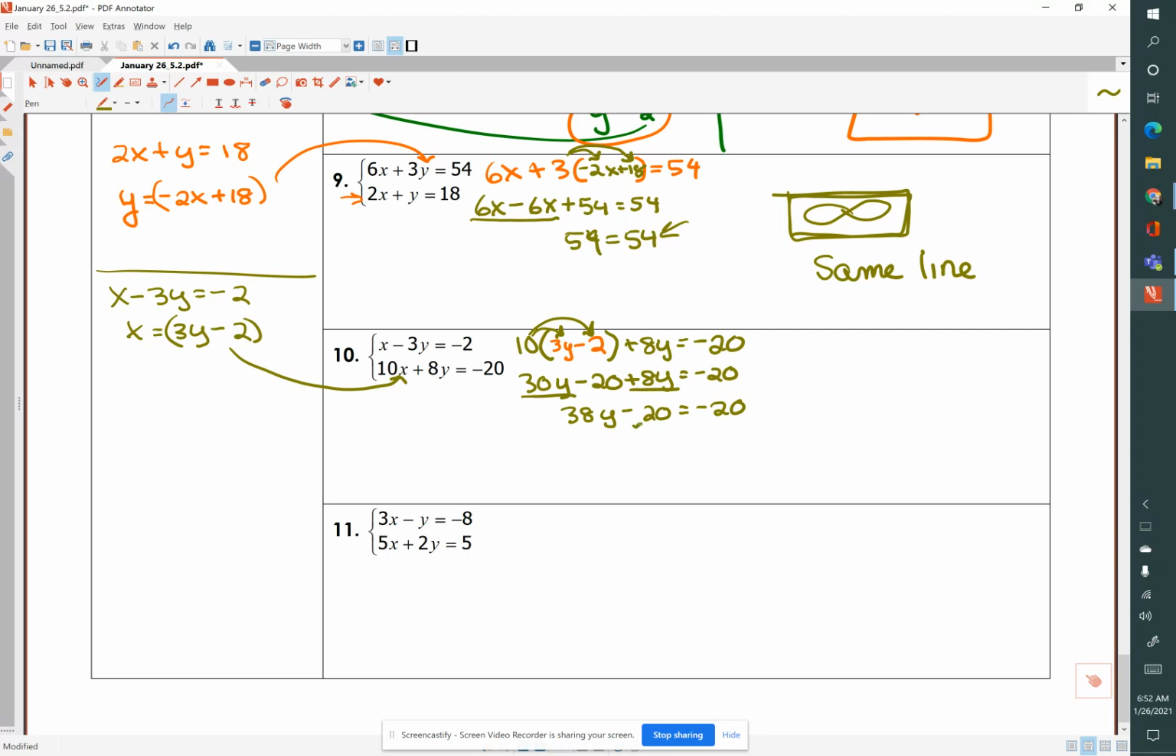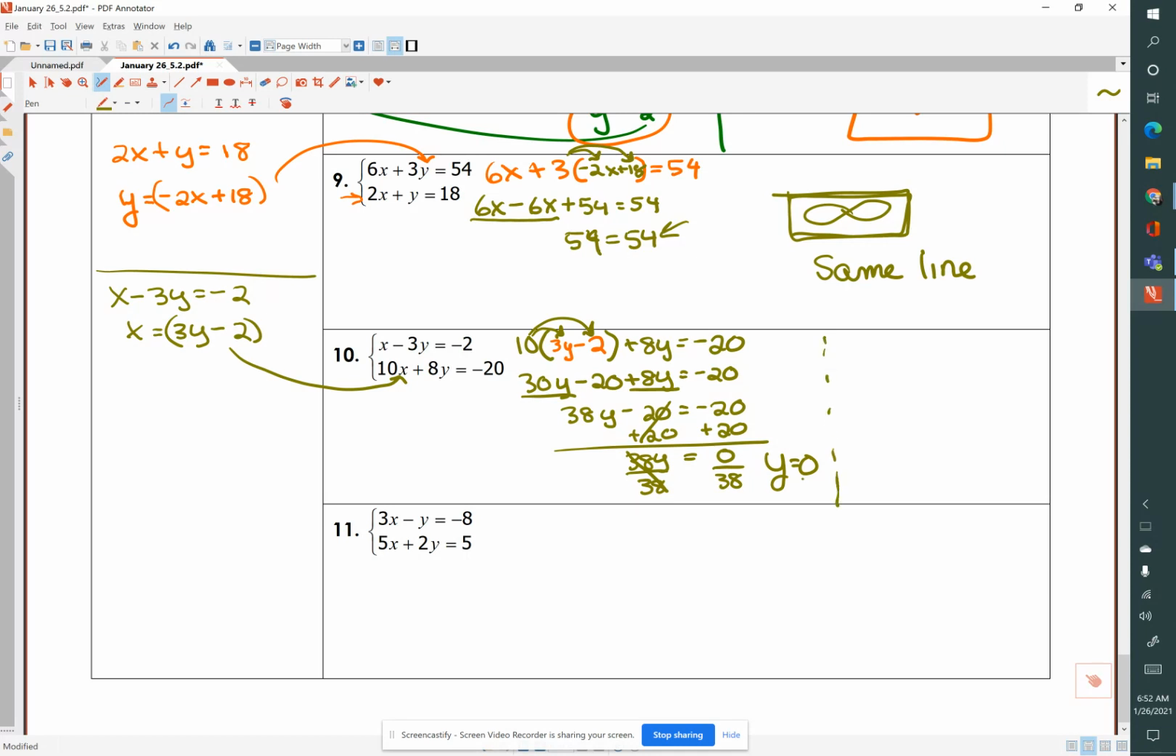If I add 20, let's clean that up a little bit. If I add 20 to each side, what's going to happen is the right side of the equation will be worth 0, and the left side of the equation is 38y. Well, if I divide both sides of the equation by 38, I end up with y equals 0 over 38, which means y equals 0.